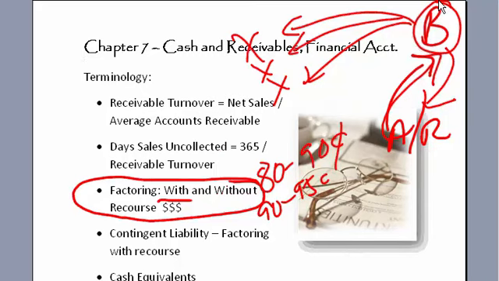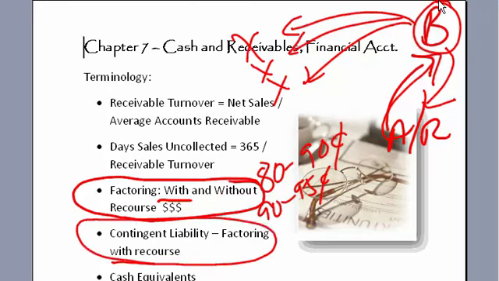So again, it's just a way that companies that want to come up with cash can sell off their accounts receivable to another company that specializes. When you factor and it's with recourse, that constitutes what's called a contingent liability, which we'll study in the next chapter. But a contingent liability just means that the liability may occur, but one more event has to happen for that to be. So that's the contingency.